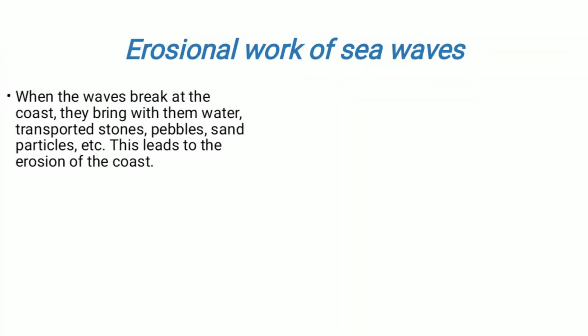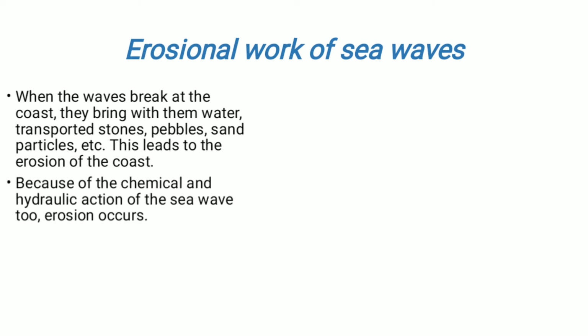Let us see the erosional work of the sea waves, how they carry out the erosional work. So when the waves break at the coast, they bring with them water, transported stones, pebbles, sand particles and a lot of other materials. And this leads to the erosion of the coast. Mainly the erosion occurs at the coastal area due to chemical and hydraulic action of the sea wave.